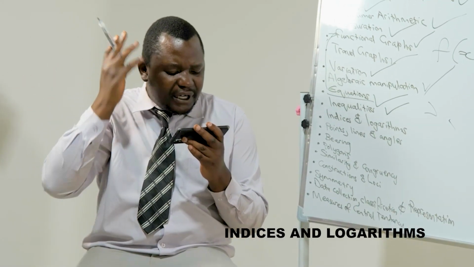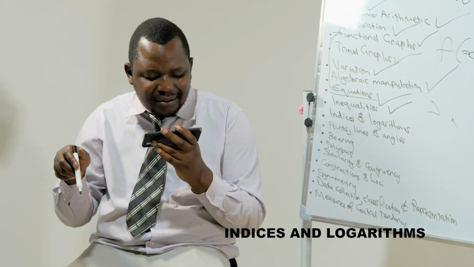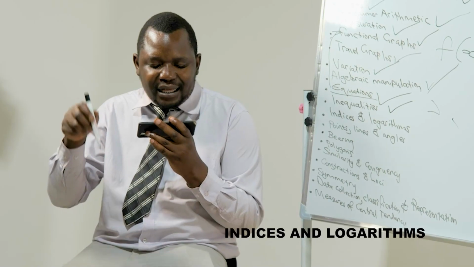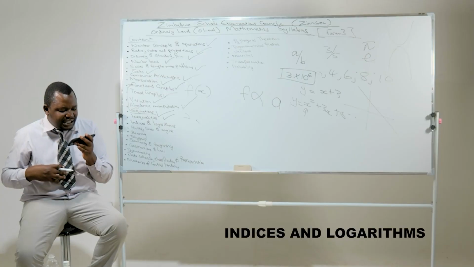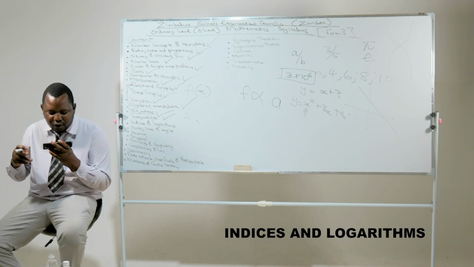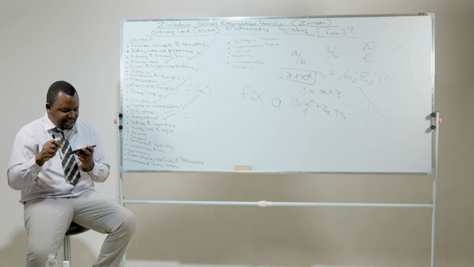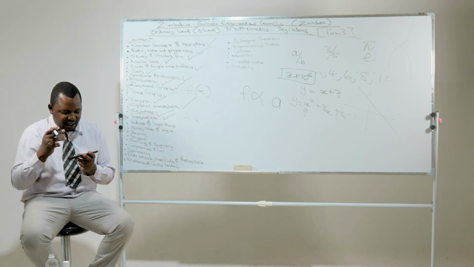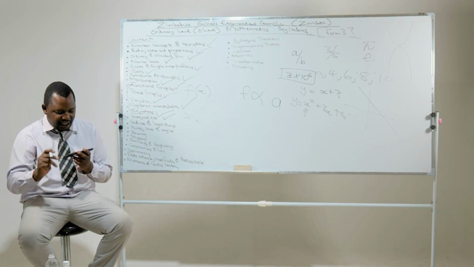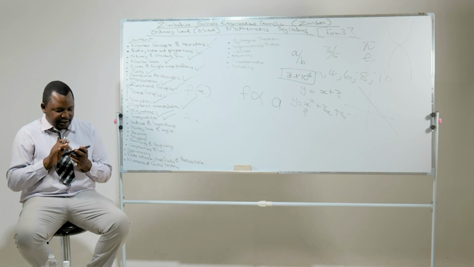So next objective, we need to define logarithms. We need to evaluate logarithms. We need to apply the laws of logarithms to evaluate logarithms. We need to simplify expressions using laws of logarithms. And we also need to solve equations involving indices and logarithms, that is, indicial equations and logarithmic equations. Right. Next concept.